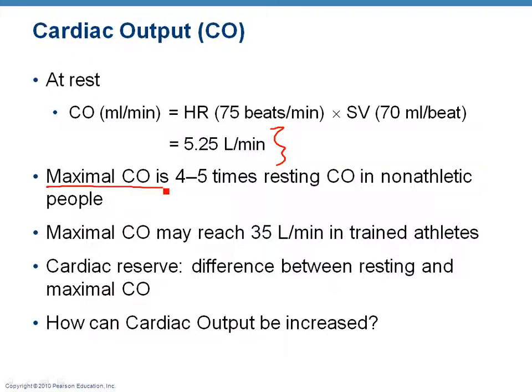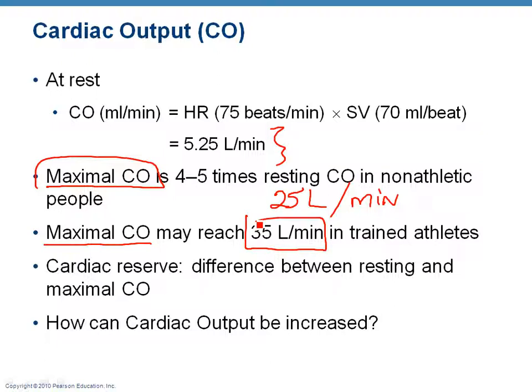All right, your maximal cardiac output is about 4 to 5 times that volume. So you're getting up to around 25 liters, let's say 20 to 25 liters per minute if you're a non-athletic person. If you're a well-trained athlete, like a marathon runner, triathlete, etc., your maximal cardiac output may approach 35 liters per minute, so almost 7 times your normal cardiac output. That would mean that all of your blood is passing through your heart about 7 times per minute. That's an amazingly fast rate or speed of circulation.